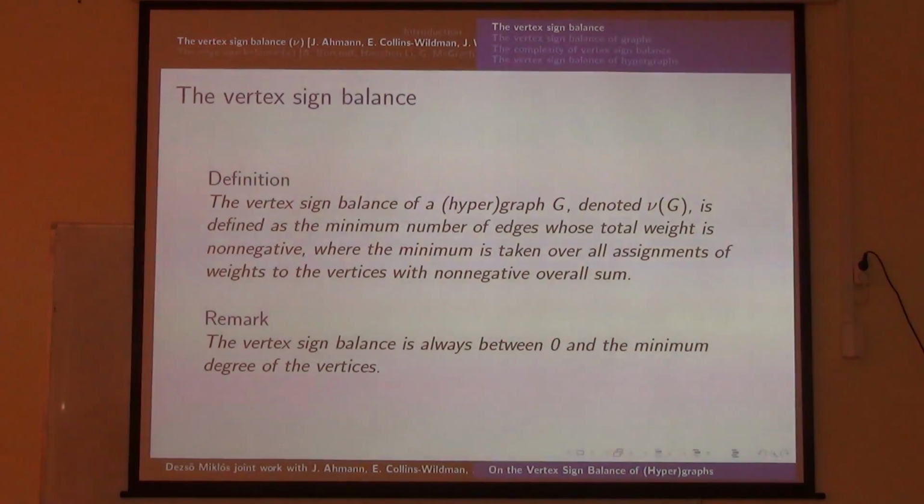If you choose, not very cleverly, for example a path, you can almost trivially assign weights such that there is no positive edge at all, even though the overall sum is positive.